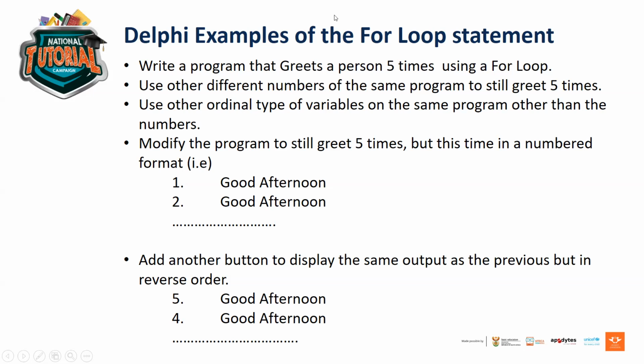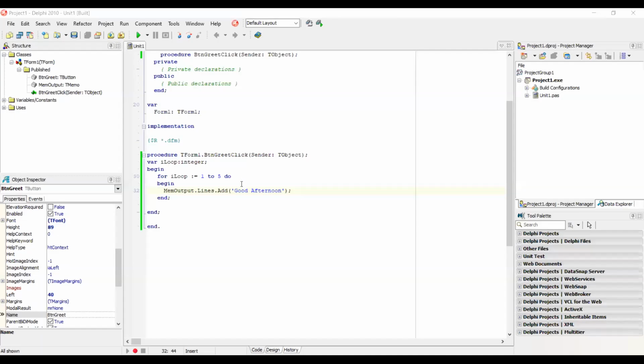I'll stop sharing this screen and bring back Delphi again. Stop sharing, bring back my Delphi screen. Okay, here is my Delphi screen. Why are we using other numbers? I want you to easily see that the sequence here doesn't necessarily have to be 1 to 5.